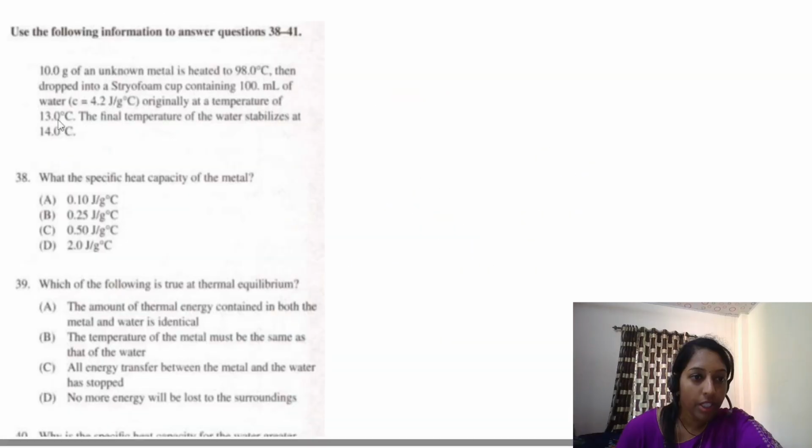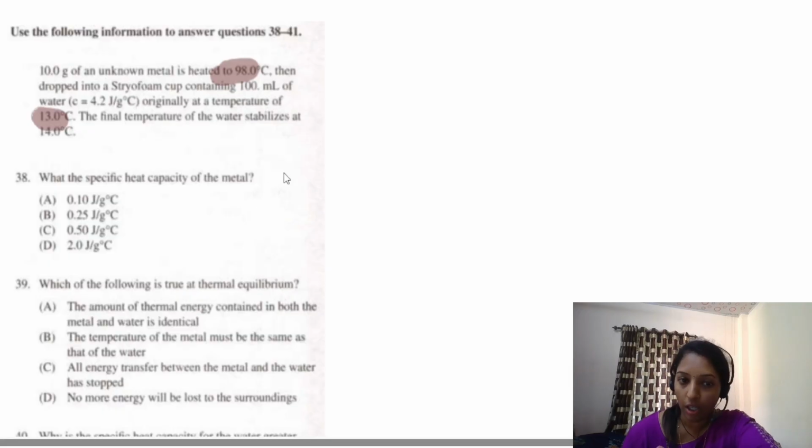Okay, right. The next question is: 10 gram of an unknown metal is heated to 98 degrees Celsius. Then dropped into a styrofoam cup containing 100 ml of water, originally at temperature 13 degrees Celsius. The final temperature of the water stabilizes at 14 degrees Celsius. Okay, so it's increased by 1. Correct? Okay, the first question is, what is the specific heat capacity of the metal?